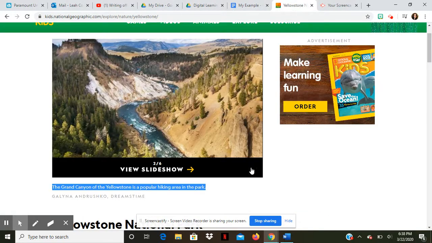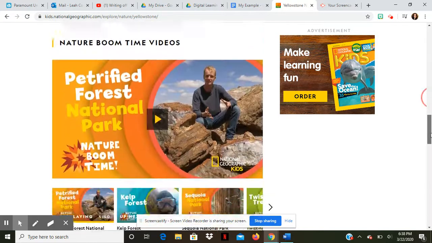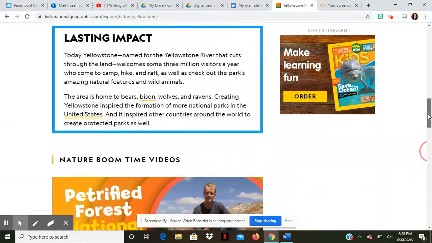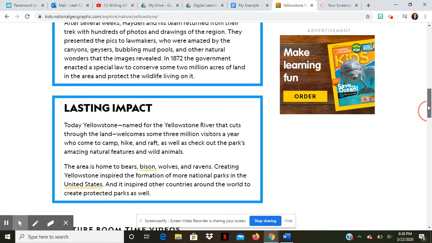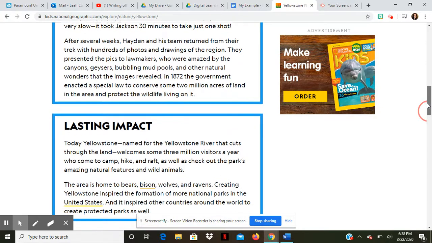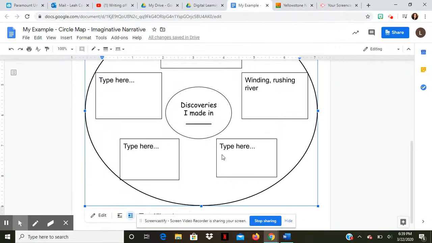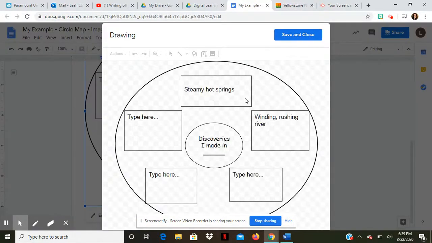Now, when I go back, let's go ahead and look at the actual text. What are some discoveries we could find from the text? I'm browsing, I'm looking. Ooh, canyons, geysers, bubbling mud pools. That's an awesome describing word right there. Bubbling mud pools. I'm going to go ahead and put that down straight from the text. Double tap. Bubbling mud pools. Save and close, going back.